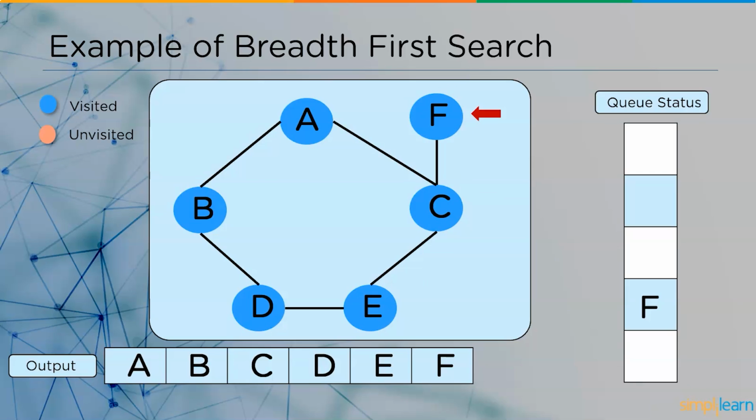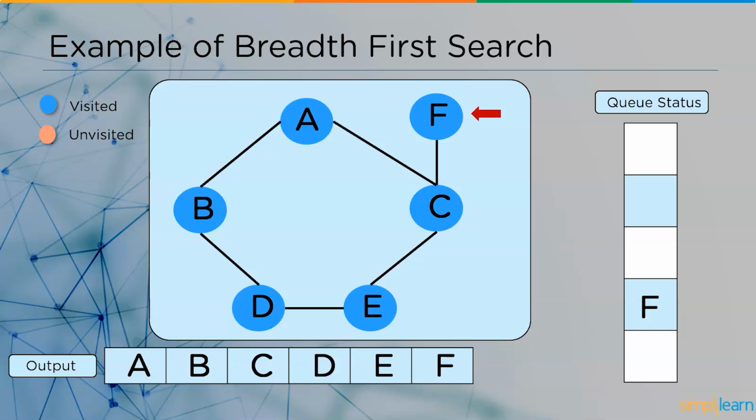Now that the pointer is pointing to node C, and node F is the next unvisited node after node C, we will add node F to the output and queue. Here, the pointer leads to node F, which has no unvisited adjacent nodes. So, we will dequeue F from the queue and the queue is empty. So, we'll come to a halt here. Here's what we got, that is A, B, C, D, E, and F.